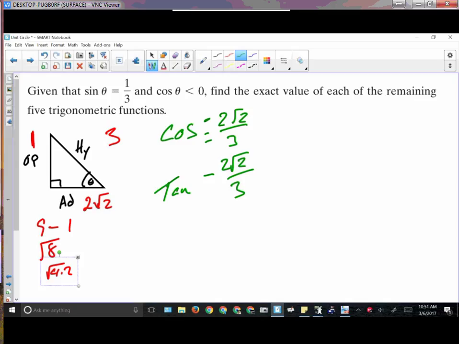So now I want to find the rest of them. Well, cotangent, that's going to be equal to negative 3 over 2 square root 2, which means that I'm going to end up having 3 square root 2 over 4. The square root of 2 times the square root of 2 is 2. 2 times 2 is 4. So now we've got secant, which is the reciprocal of cosine.